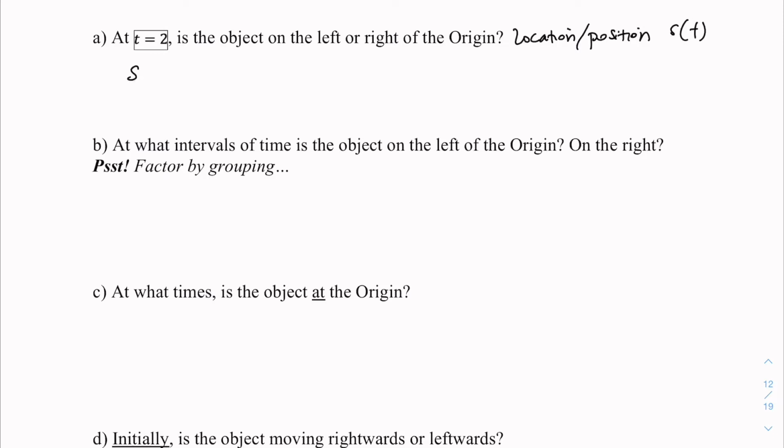So for A, I'm going to evaluate the position at time 2. If that's negative, that means I'm on the left. If that position function is positive, it means I'm on the right. Pause the video and try this problem yourself.